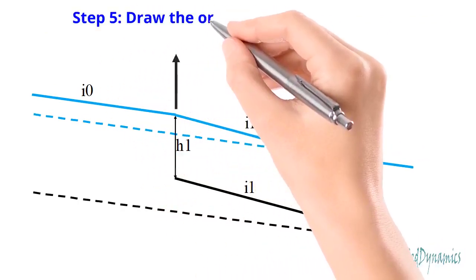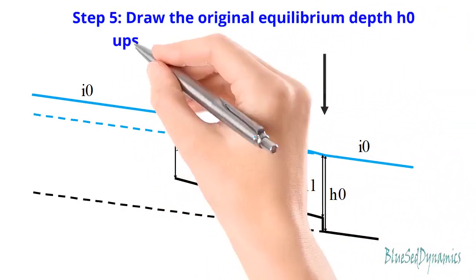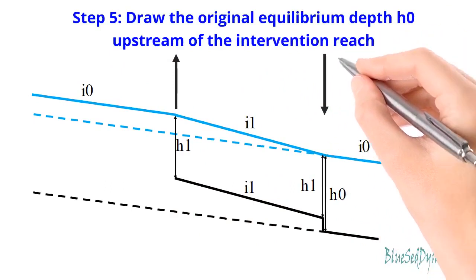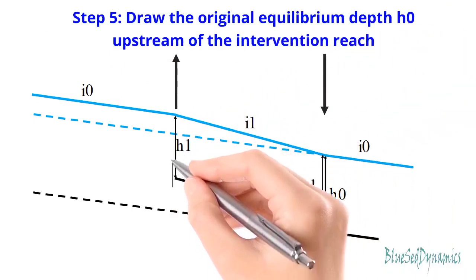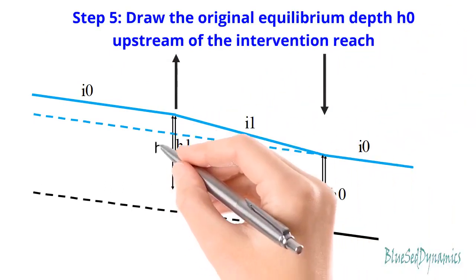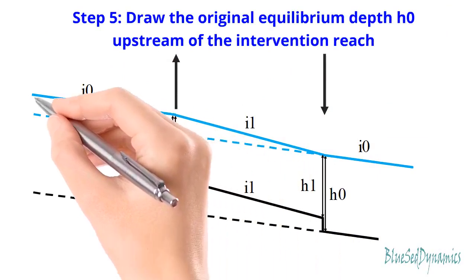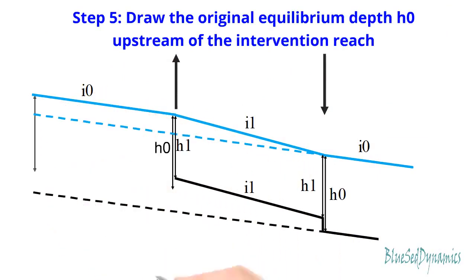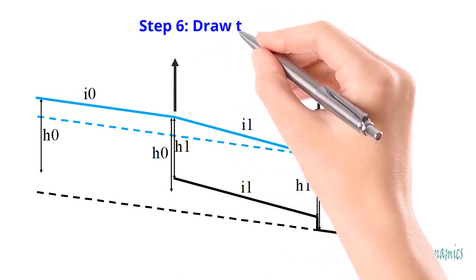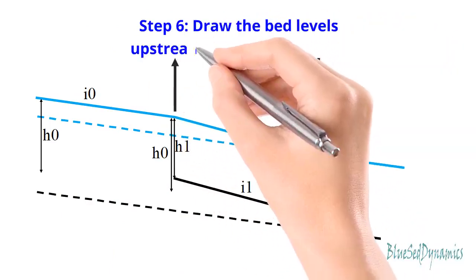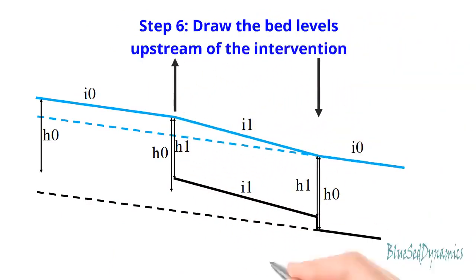Step 5. Draw the original equilibrium depth H0 upstream of the intervention reach. Upstream of the intervention, the initial equilibrium depth H0 is applied. The equilibrium depth is drawn down from the water surface. Step 6. Draw the bed levels upstream of the intervention.